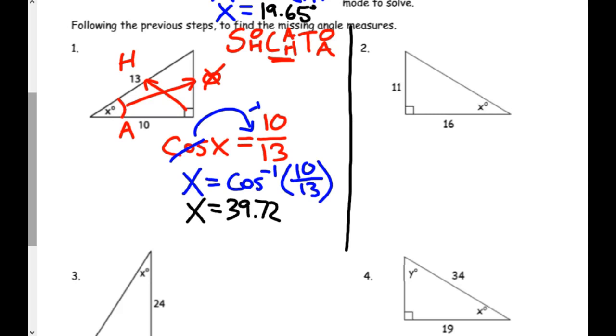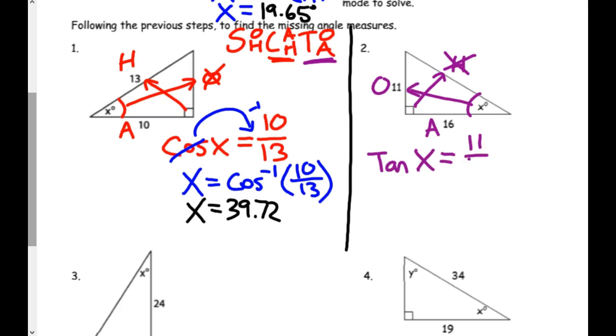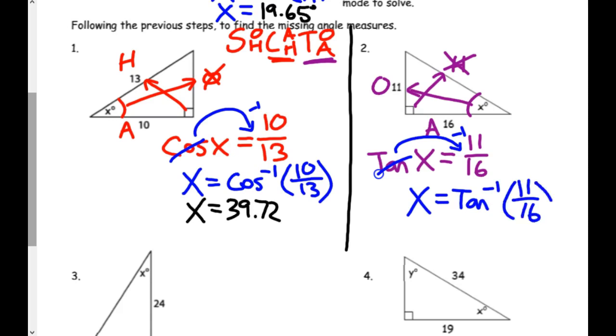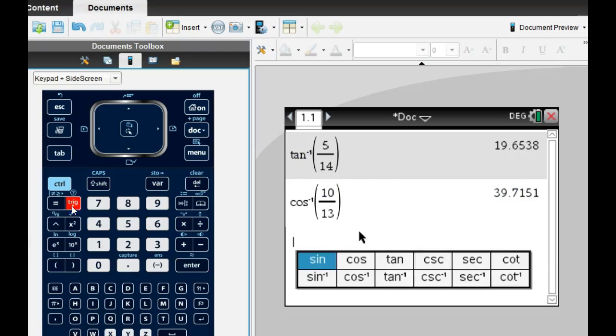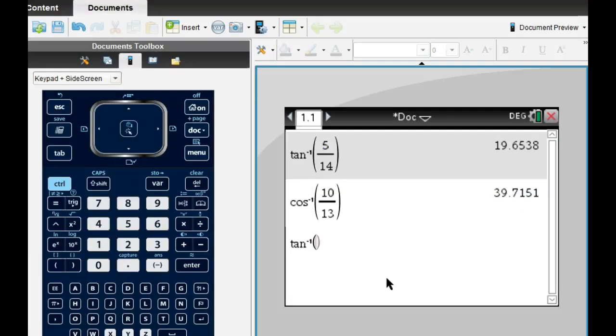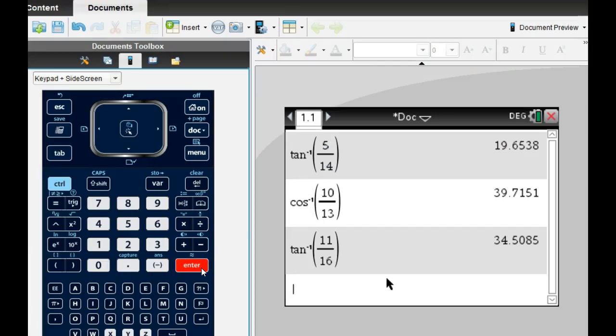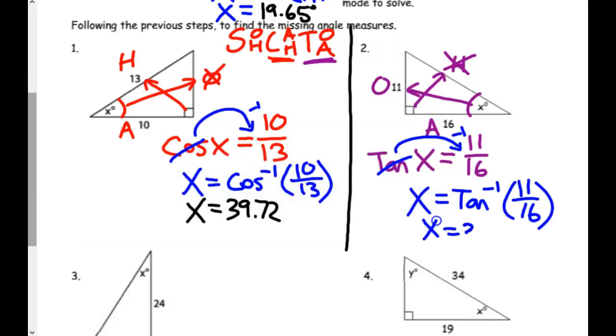Okay, let's try number 2. Here's my angle. So I got O, I got H, I got A. Which one am I not going to use? H. So OA is going to be TOA. Tangent x equals O over A. And then how do I get rid of the tangent? I do tangent inverse. So let's do that. Tan goes away, but it goes to the other side with a little negative 1. So x equals tan inverse 11 over 16. Go back to the calculator. Trig tan inverse 11 over 16. 34.51 degrees, because we're talking about a missing angle.